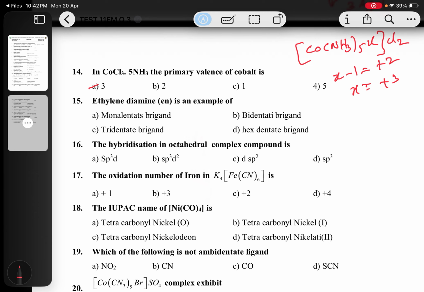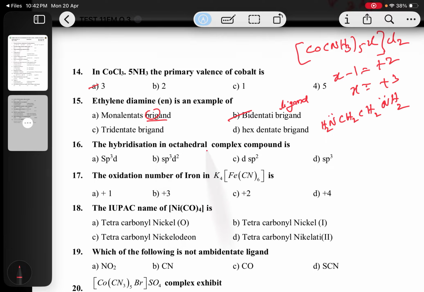Ethylene diamine is an example of NH2-CH2-CH2-NH2. So ethylene diamine is an example of a bidentate ligand. It contains 2 nitrogen atoms, so it is a bidentate ligand. Options given are monodentate, bidentate, tridentate, hexadentate ligand. One option is wrong, there is a spelling mistake. So bidentate ligand is the correct one.